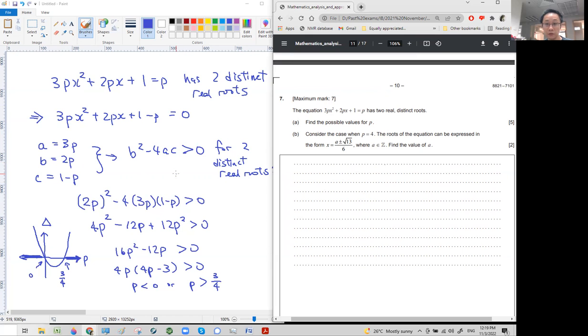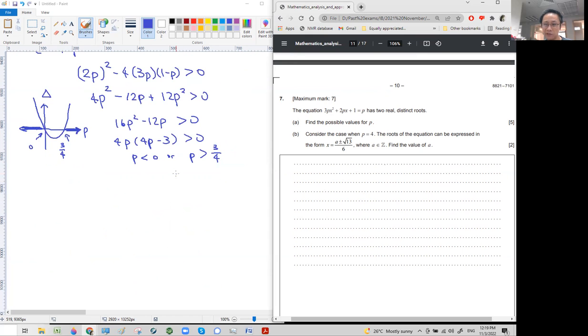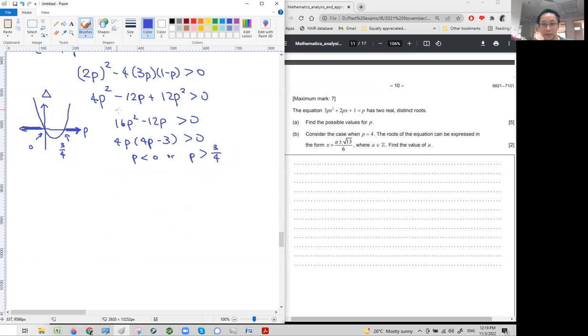We'll just move on and do part B. They tell you p equals 4. So this is just a matter of solving a quadratic, I guess. So p equals 4 means that the original quadratic becomes 12x squared plus 8x plus 1 equals 4, which means you have -3 on the left-hand side. And then this is just a matter of using the quadratic formula.